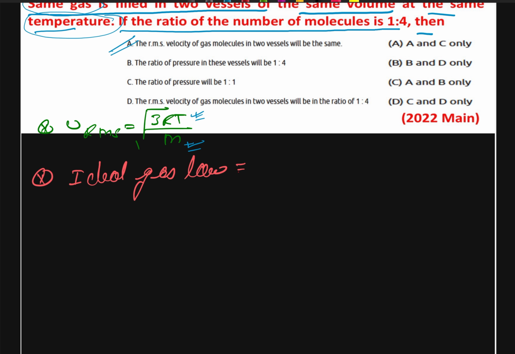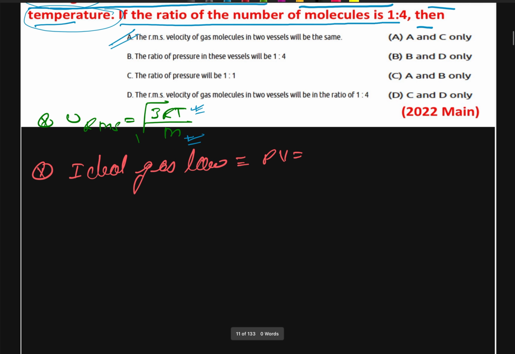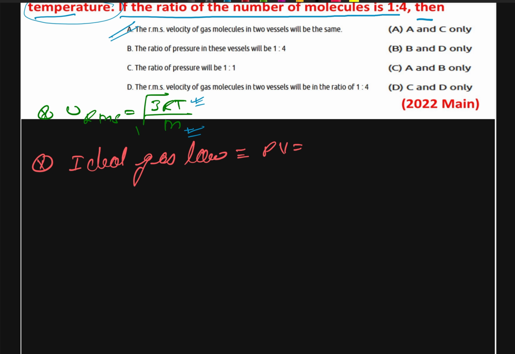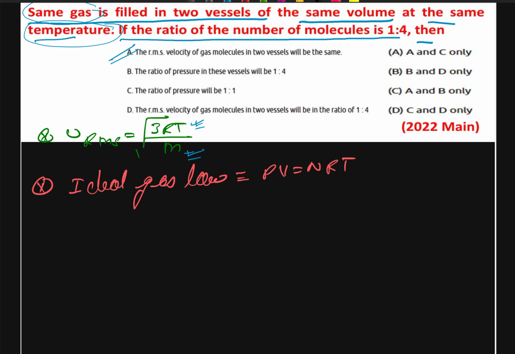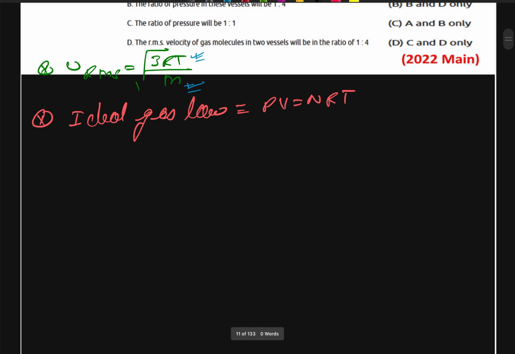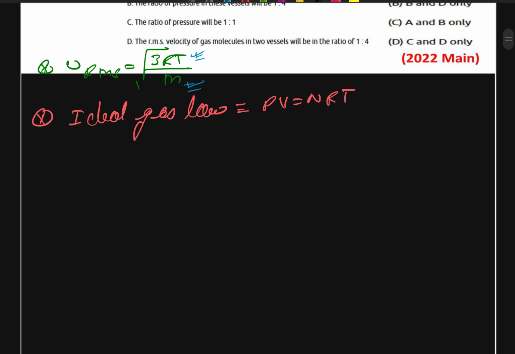which gives us that PV is equal to nRT. Here capital N is the number of molecules, because it is given as the number of molecules. So let me write it here. This capital N is our number of molecules.